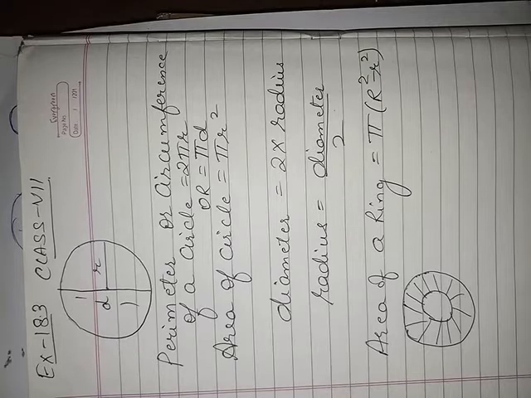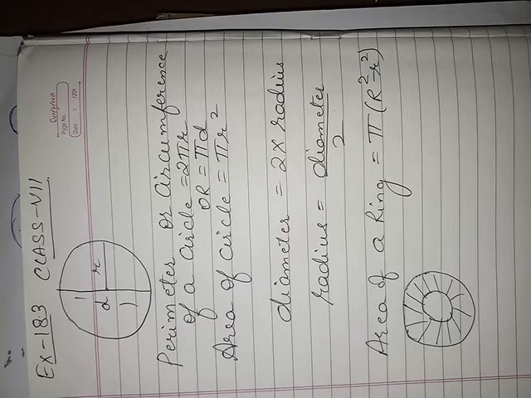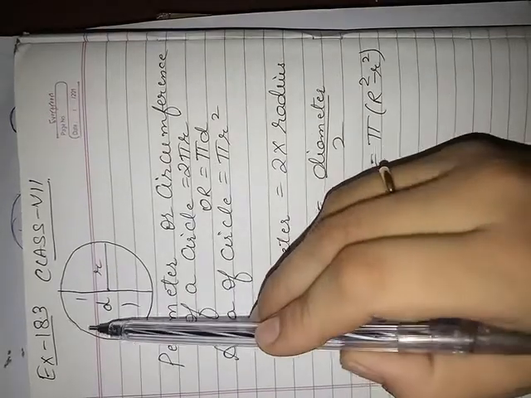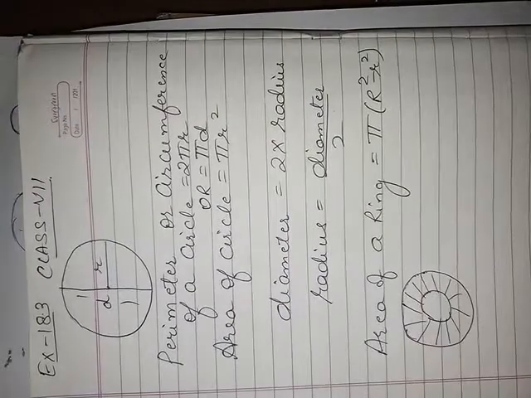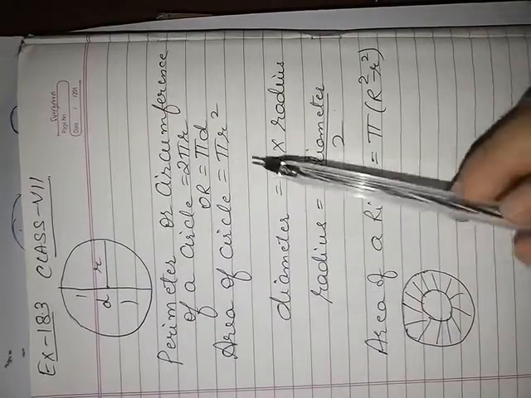Your first topic is circumference of the circle. Circumference or perimeter of a circle. The distance around the edge of a circle is called the circumference of a circle. If you want to find the length of the outer boundary, then we are using the formula of circumference of circle. There are two formulas.